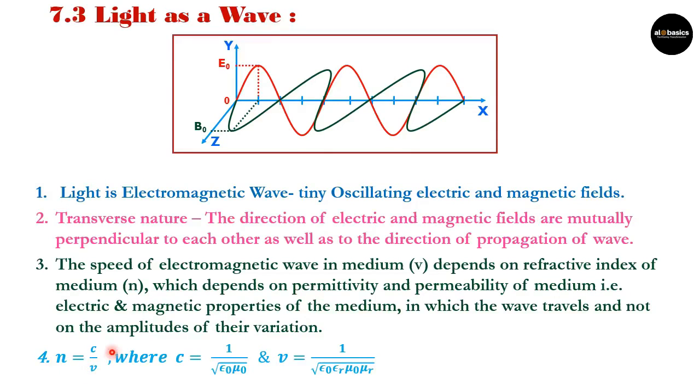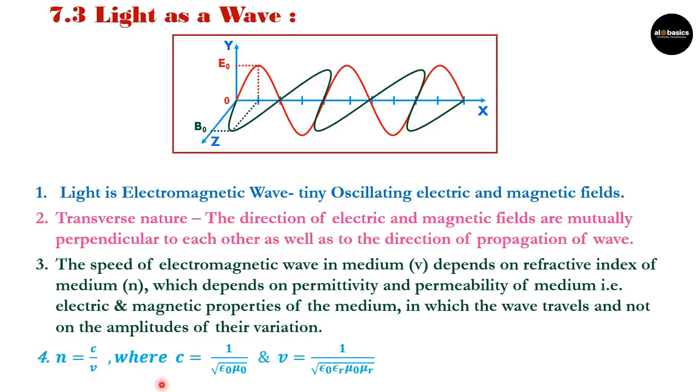Why? Because we know that the speed of light in vacuum is the maximum speed. No other object can travel with a speed more than the speed of light in vacuum. And as this is the maximum speed, in any other medium its speed is less than C. Due to that, the absolute refractive index is greater than 1.